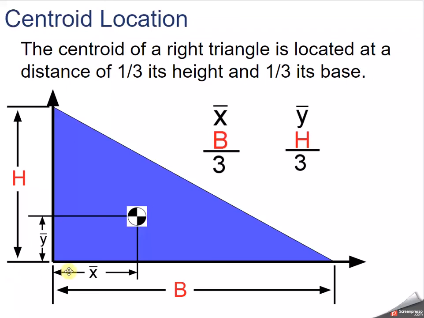For a triangle, we use the right angle and we base off of there. We go a third of the base and a third of the height, and we find the center location, the x comma y of that, and again always based off of the right triangle.